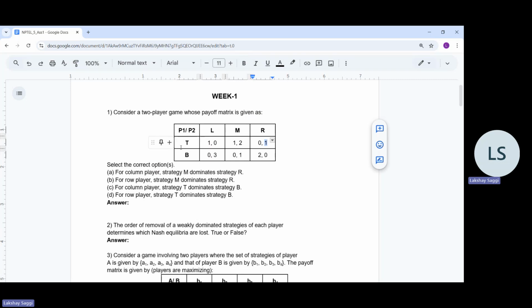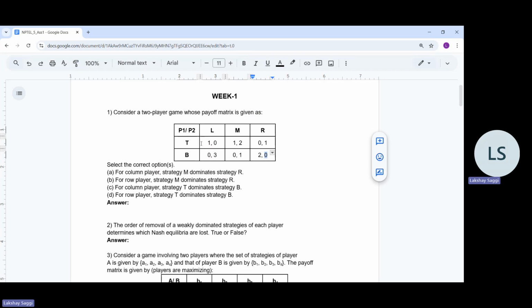And similarly, if player one instead played strategy B, then again we can see that the payoff for player two on playing M is 1, whereas on playing R is 0. So again, we see that 1 is greater than 0. So here also, the strategy M is better than the strategy R for player two.